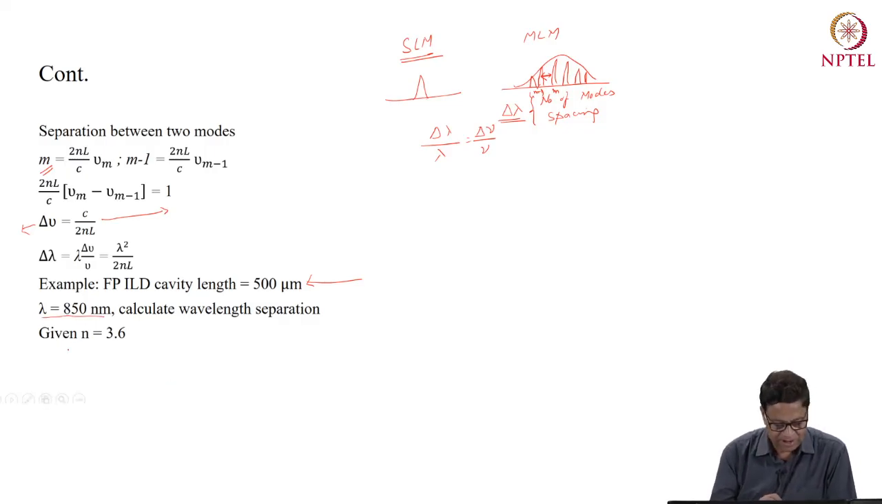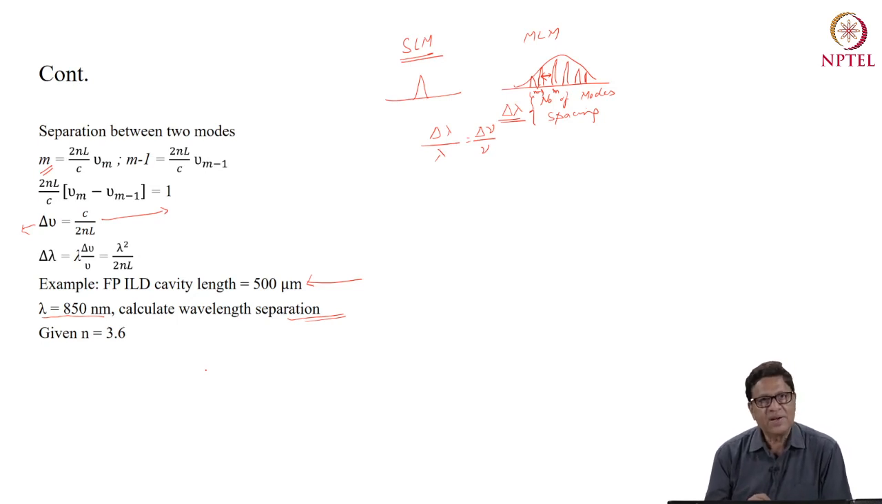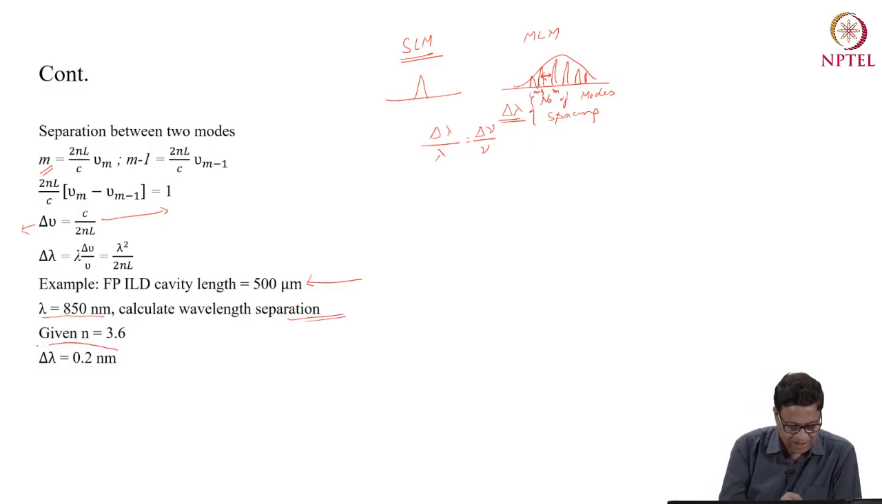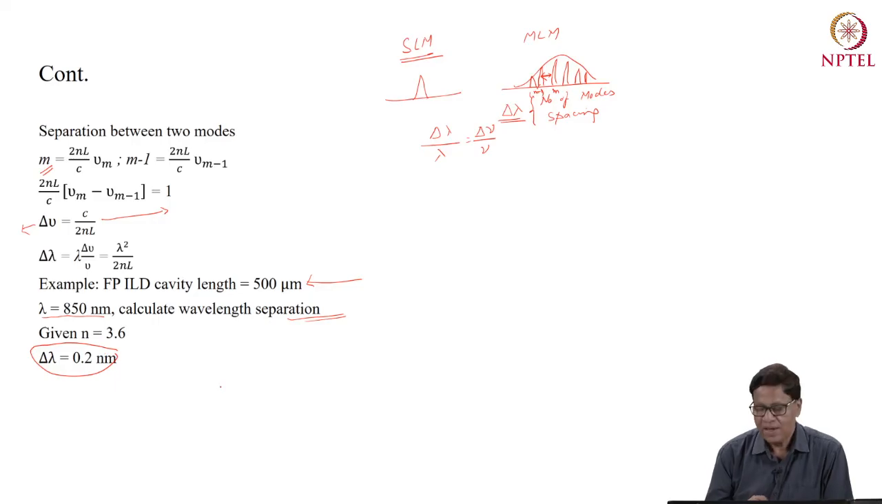This is the lambda I'm trying to work at. Lambda is equal to 850 nanometers. So I need to calculate what is the wavelength separation given the refractive index of the material is 3.6. A simple calculation will give you delta lambda as 0.2 nm. And suppose 10 modes are supported by the diode, that means m is equal to 1 to 10, then the total spectral width will be roughly 0.2 times 10, or 2 nanometers.